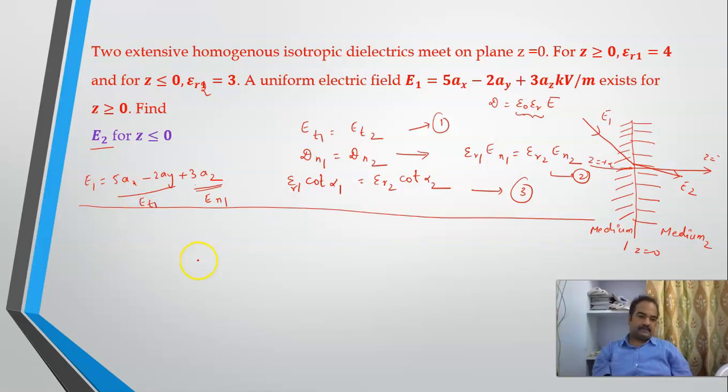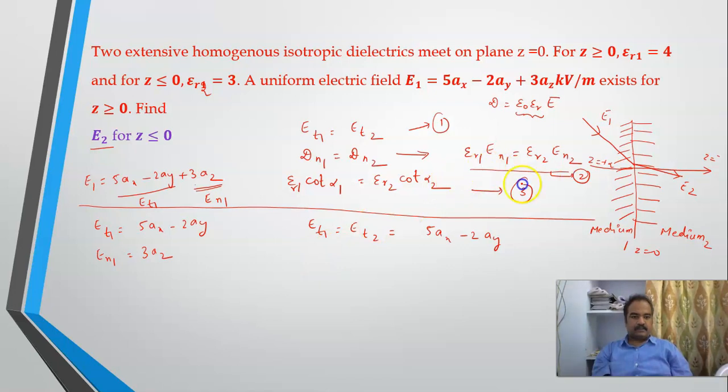Right. So this is my tangential component and this is my normal component. So I'll write it here. Et1 is equal to 5ax minus 2ay, whereas En1 is equal to 3az. So now I'll employ these boundary conditions. Now the first condition states that Et1 is equal to Et2. So I can easily do it. This is nothing but 5ax minus 2ay. So both are the same.